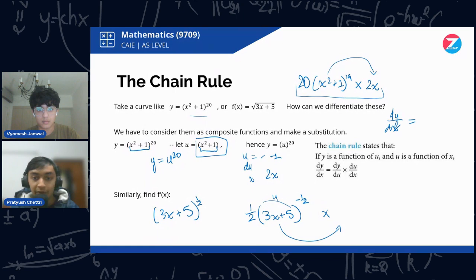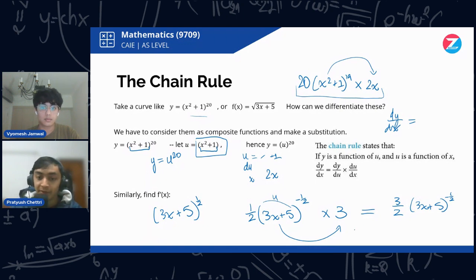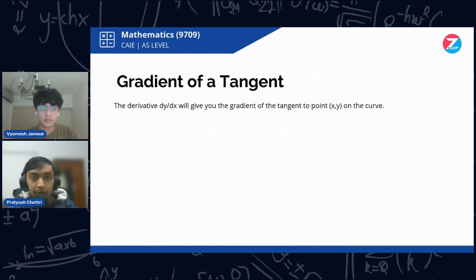So 3x plus 5: 5 makes 0, 3x makes 3. So times 3. So our answer will be 3 over 2 times (3x plus 5) to the power minus half, which is on the bottom of a fraction as a root, if you want to use your indices rules. So that's how you do the chain rule. Make sure to get some practice on that. It's very useful later on as well.